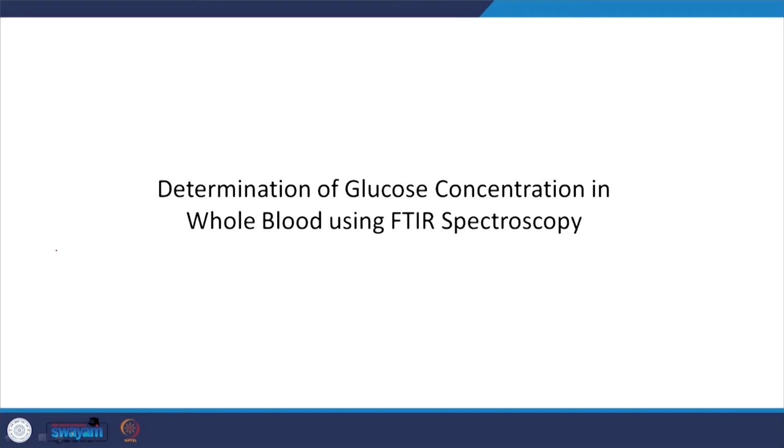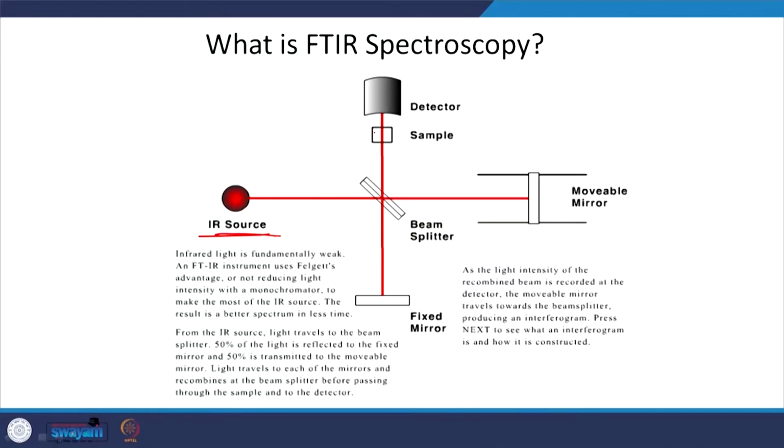Let us see how. We will show you something called Fourier transform IR spectroscopy. Let us say that our source is in IR, and we want to determine the glucose concentration in whole blood using this technique. So, FTIR technique, what is this? You have an IR source, and this IR source is having multiple wavelengths. It is not just one wavelength, it is a broadband source, and you have a sample here in one of the arms. What will happen?